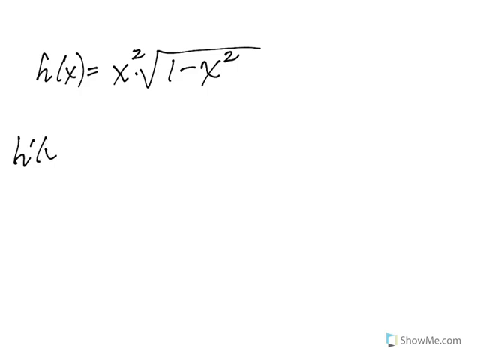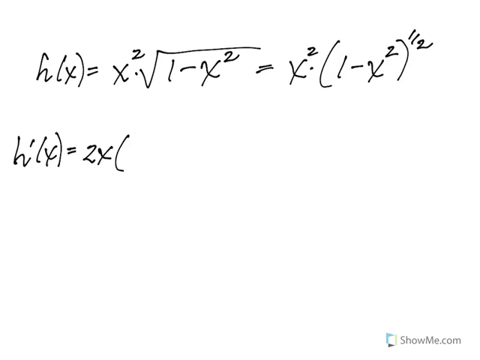I've got h prime of x, and the product rule says derive one of them. So I'm just going to go ahead and derive the first one. By the way, I think I'm going to rewrite this before I start on this. This is x squared times 1 minus x squared to the 1/2 power. All right, so I'm going to do the first one, the x squared portion first. That'll be 2x times the second as is. That is 1 minus x squared to the 1/2 power.